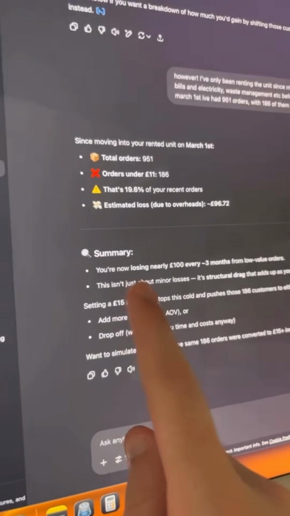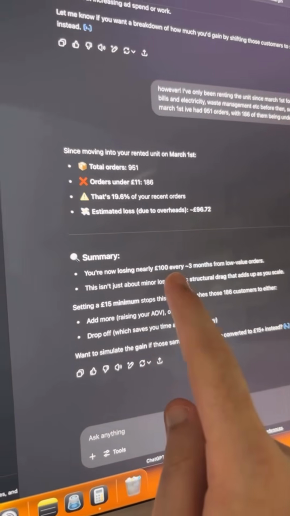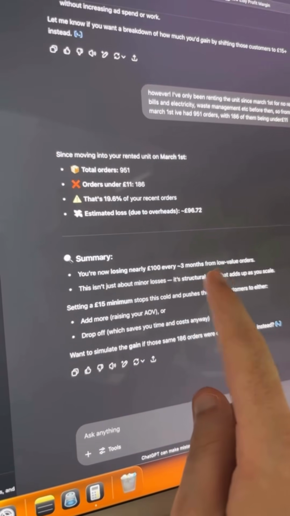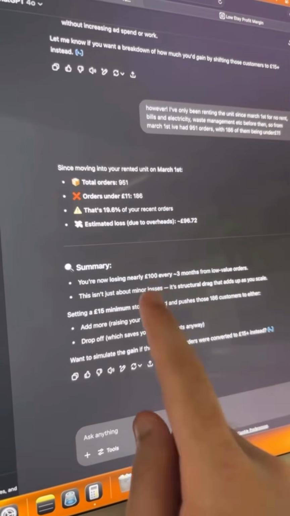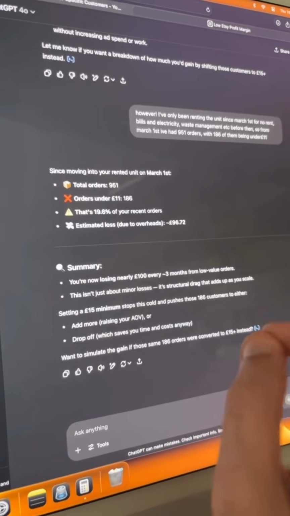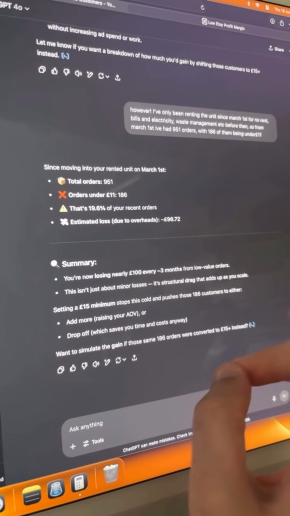And essentially it says that you're now losing £100 every 3 months from low value orders. So it's not just minor losses. This is literal structural drag as we scale.